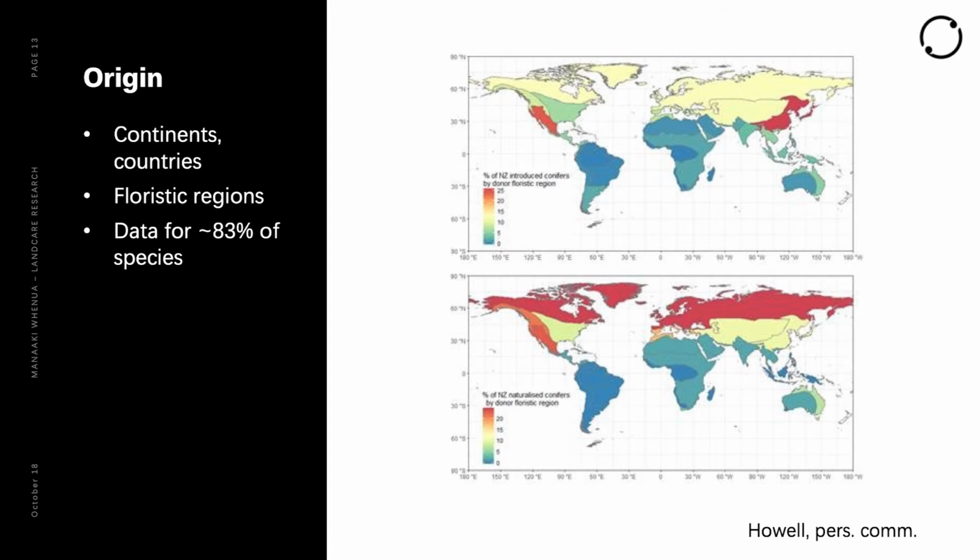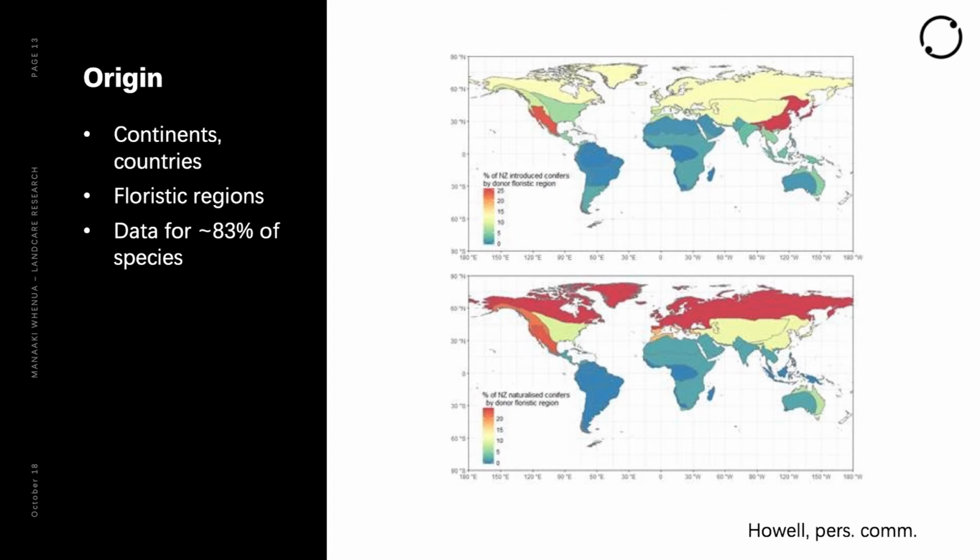And this is just an example figure for the introduced conifers to New Zealand. On the top here is a heat map showing the percent of introduced conifers by their floristic region of origin. So you can see that actually up to 25% of the conifers have come from Eastern Asia or North America.